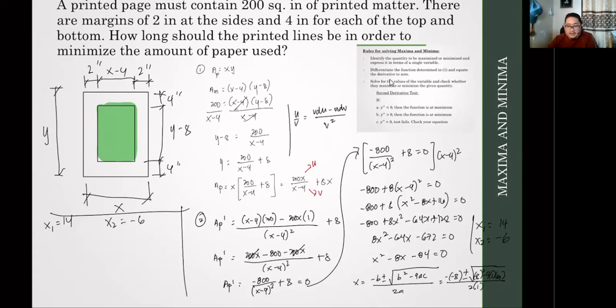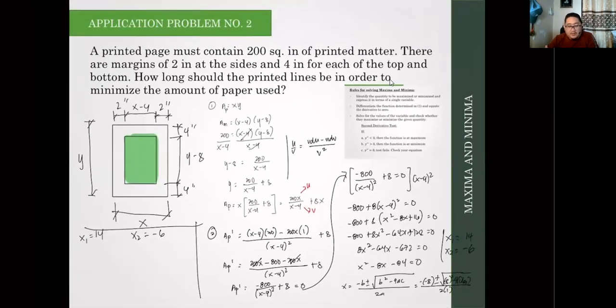Pero, kailangan i-analyze mo. Dalawa yung nakuha mong value, pero dimension yung hinahanap natin eh. So, sa dimension, possible ba magkaroon ng negative number? Hindi, di ba? So, yung isang value ng x na negative, i-disregard mo na siya. Kasi walang dimension na negative. So, si x1 lang yung gagamitin mo. And ngayon, meron tayong critical number. Ito na yung critical number natin.